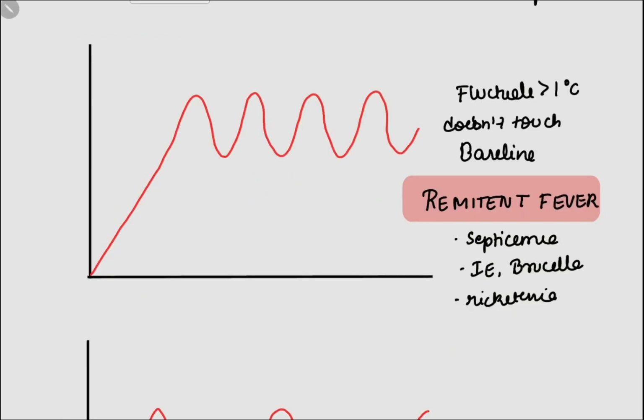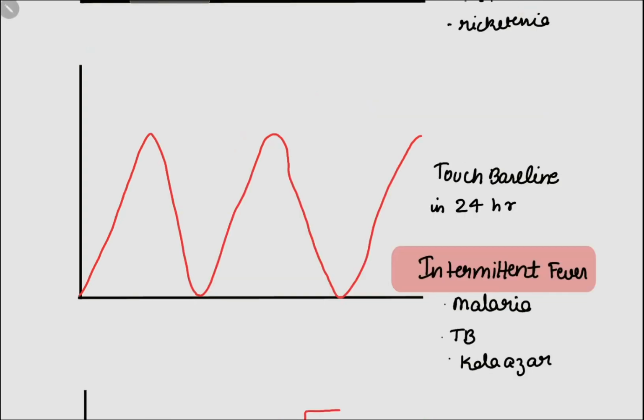Next, remittent fever. Here also there is a rise of temperature, but at one point it fluctuates more than 1 degree Celsius. In continuous, it was less than 1 degree Celsius, but in remittent, it's more than 1 degree Celsius, and it doesn't touch the baseline. Remittent fever is seen in septicemia, infective endocarditis, brucella, rickettsia. Next, intermittent fever. Here it touches the baseline in 24 hours. For example, malaria, tuberculosis, kala azar.